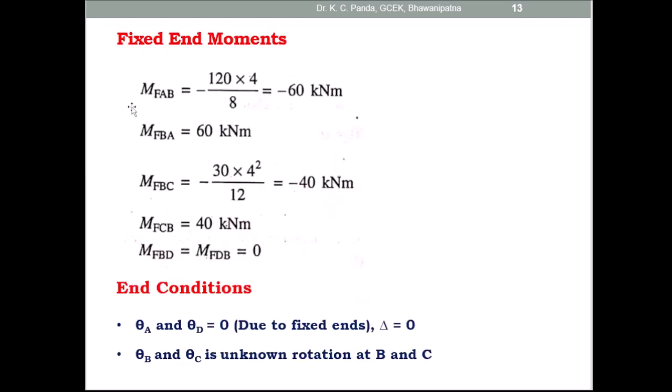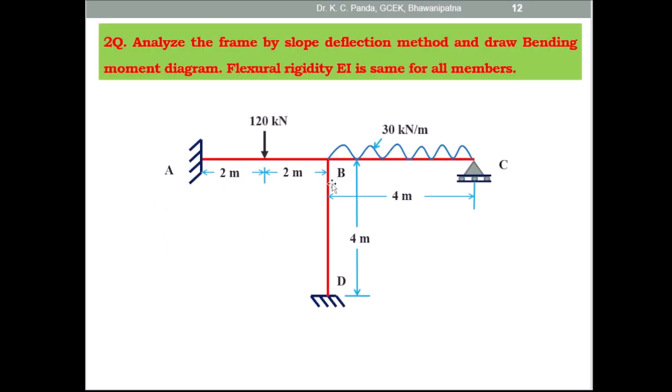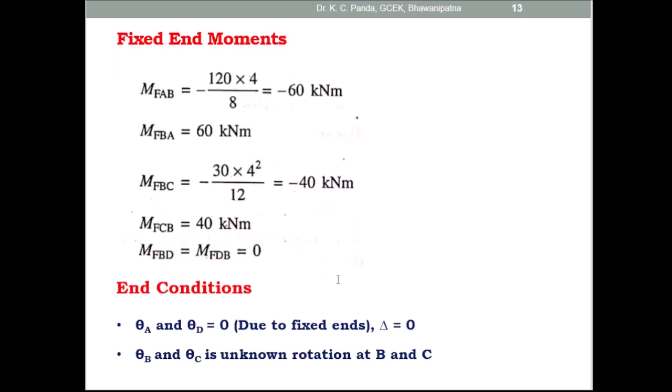So these are the fixed end moments. MFAB is minus 120 into 4 by 8, which is minus 60 kilonewton meter, and MFBA is plus 60 kilonewton meter. MFBC is minus 30 into 4 square by 12, which is equal to minus 40 kilonewton meter, and MFCB is equal to plus 40 kilonewton meter. MFBD and MFDB are equal to 0, because there is no loading. These are the fixed end moments.